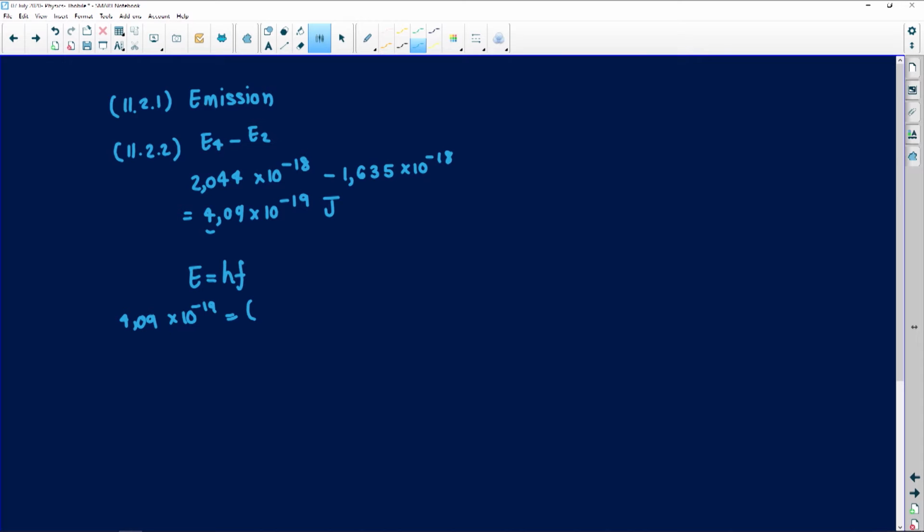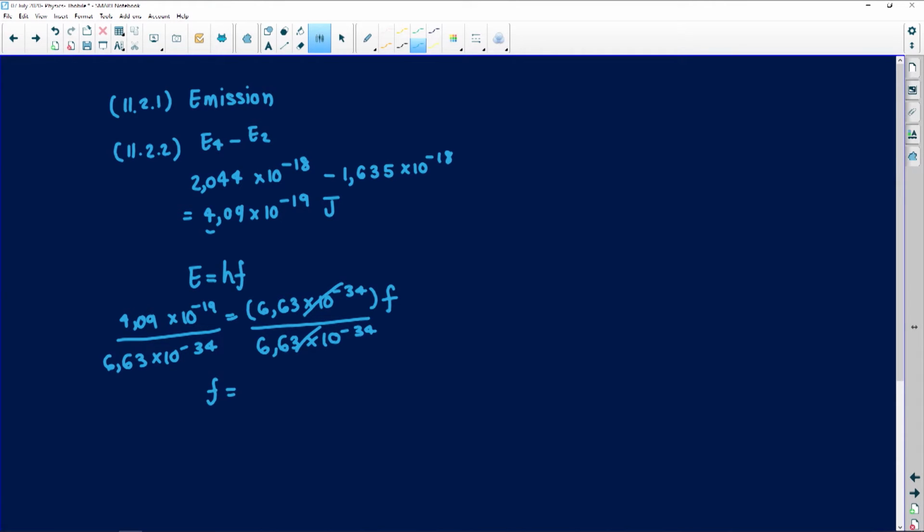h is a constant, but you'll get this on your formula sheet or you know it off by heart. So it's 6.63 times 10 to the negative 34, but I'm looking for my frequency. Now, mathematics: if I want my f to be alone, I'm going to divide both sides by what is bothering my f. So that will be 6.63 times 10 to the negative 34 on both sides. This and this will cancel, or rather gives us 1.